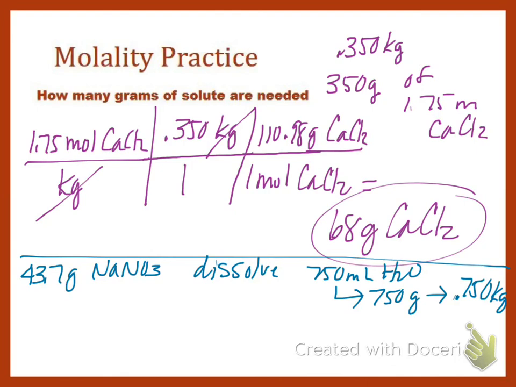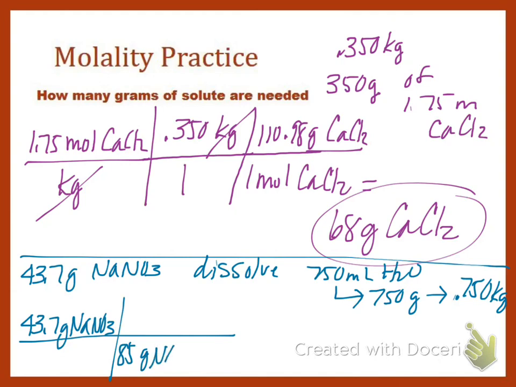Okay? So we're going to take the 43.7 grams of sodium nitrate, and I need it to be in what? Moles. And how do I do that? Divide it by its molar mass. 22.99 plus 14.01 plus 3 times 16. That's 85 grams per mole on top.